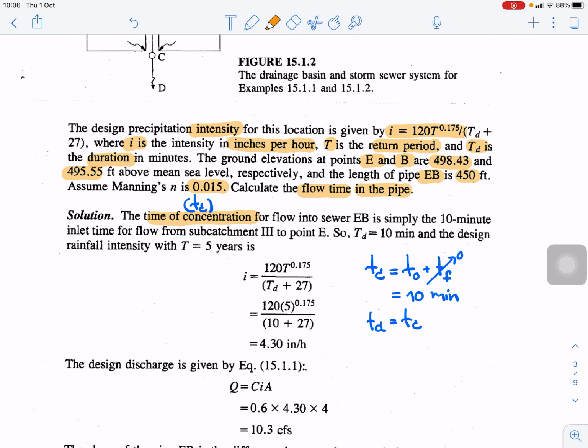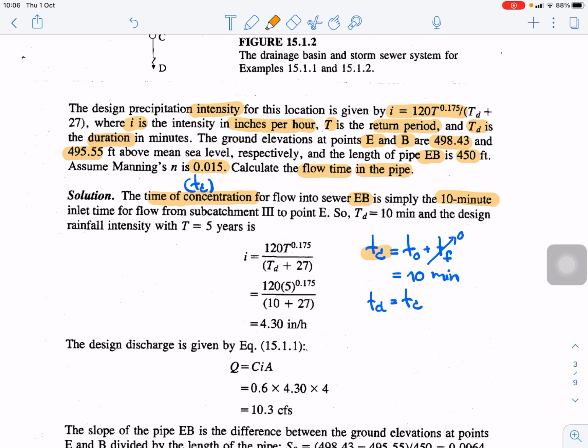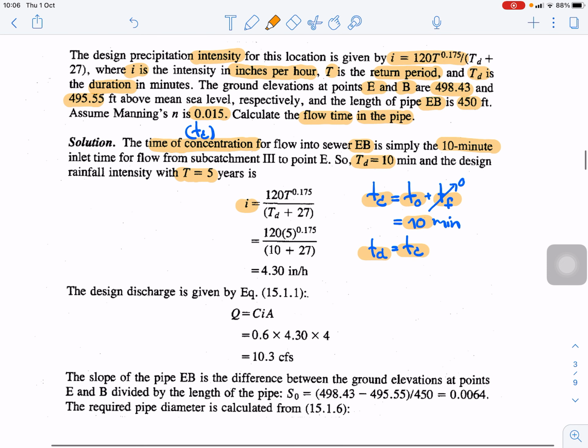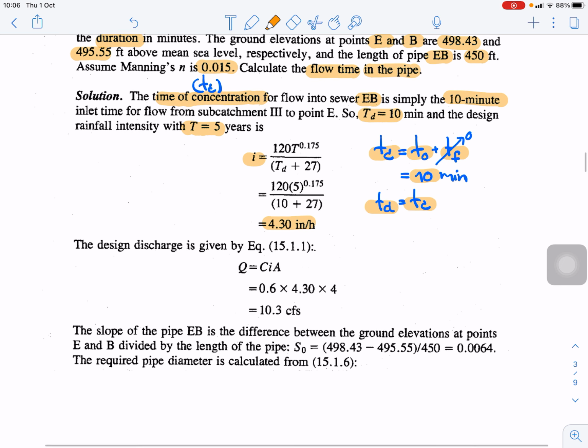So the time of concentration, or TC, for the flow in this sewer EB is simply 10 minutes, because TC is the summation of the inlet time and the flow time in the pipe, but in our case it's only the inlet time. So TC is 10 minutes, and the duration of rainfall is equal to TC. That is why we choose TD as 10 minutes, for the 5 years. So we can estimate the intensity of rainfall equal to 4.3 inches per hour. Next we design the discharge. Put in the equation, Q is equal to 10.3 cubic feet per second.